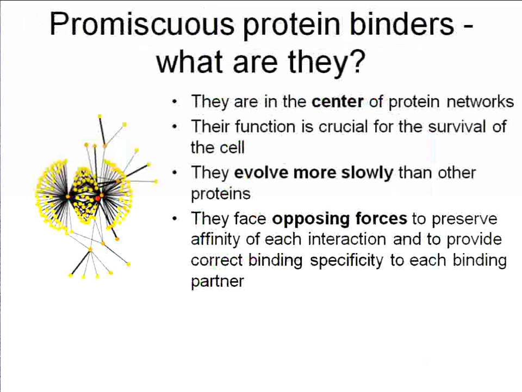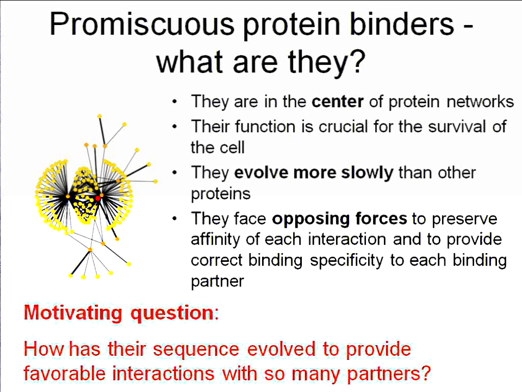Again, we wanted to focus on these promiscuous protein binders, let's say the ones that are the hubs in protein-protein interaction networks, and it's well known that they evolve more slowly due to the multiple constraints applied to them. One important thing to note is that they face opposing forces during evolution, since on the one hand, you want them to bind multiple partners. On the other hand, each partner should be bound with reasonable affinity, otherwise it won't actually be considered binding that partner. So our question is, how have these sequences evolved to favor interactions with so many partners?